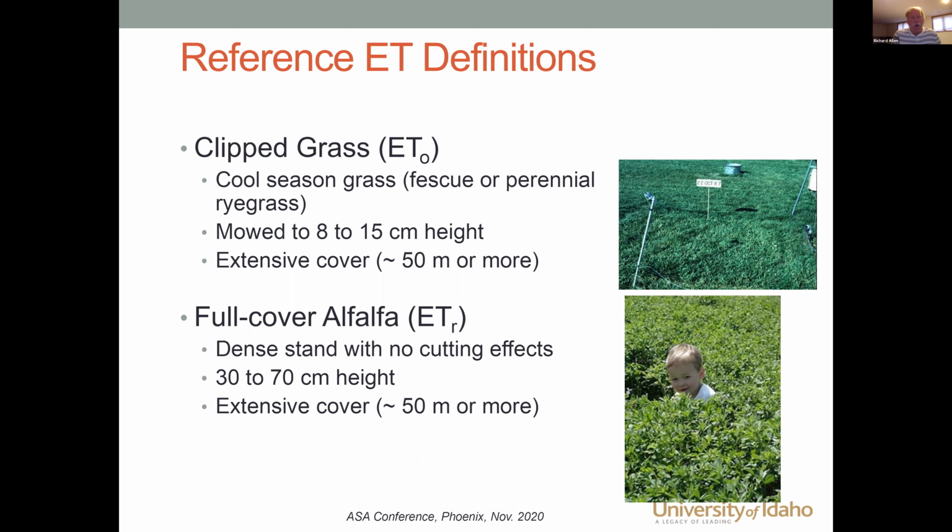In contrast, alfalfa is a taller, leafier type of vegetation. There's a photo here in the lower right. And it's defined as an alfalfa crop being somewhere between 30 and 70 centimeters in height. 70 is pretty much the maximum height that most alfalfa varieties attain. And once we grow beyond 30 centimeters, generally we have sufficient leaf area of about 3 or so to essentially convert environmental energy into a maximum ET rate.